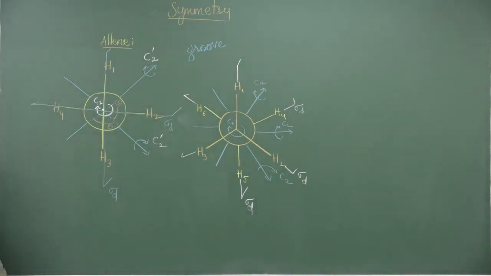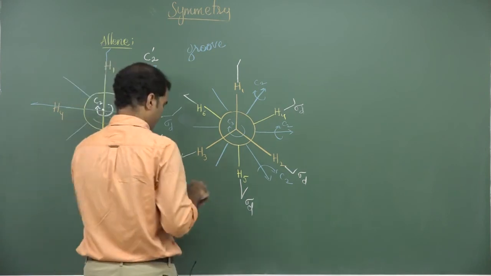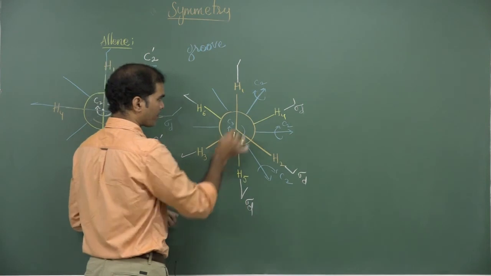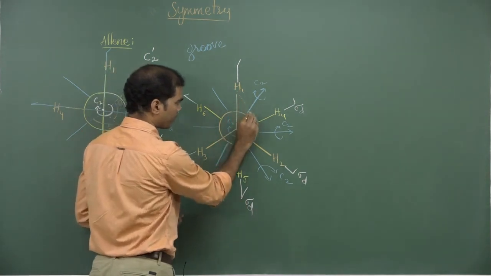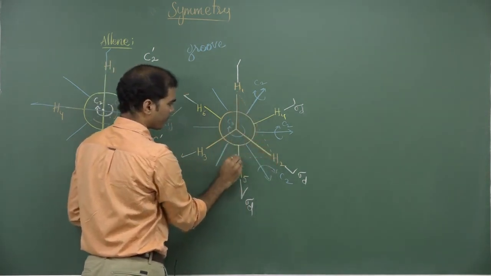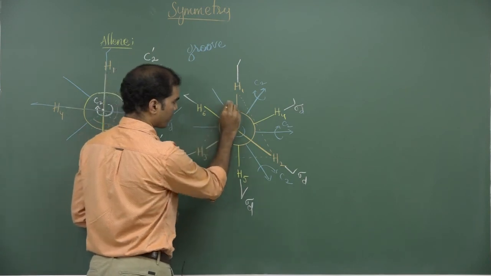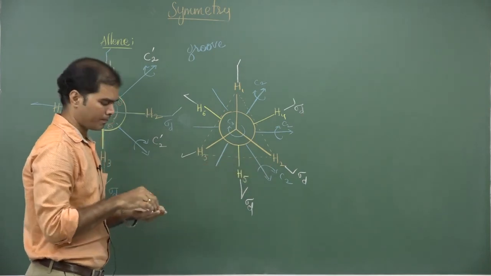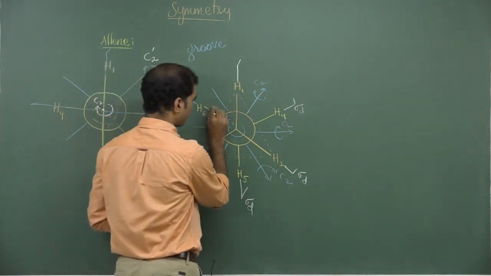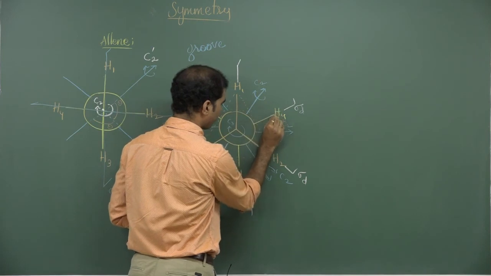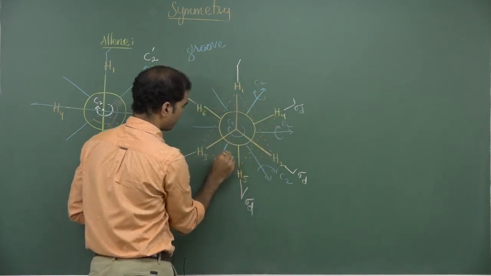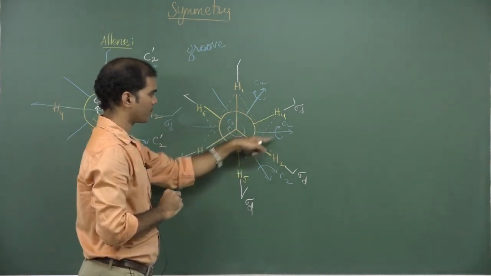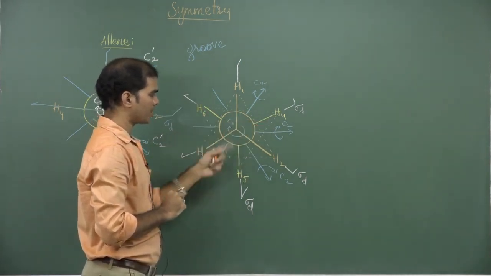Also, let me show you another way to represent them. If you look at this molecule carefully, I am connecting H1, H2 and H3. It is forming a triangle. Also, I connect H4, H5, H6. That is forming another triangle. There are two triangles that are staggered to one another.